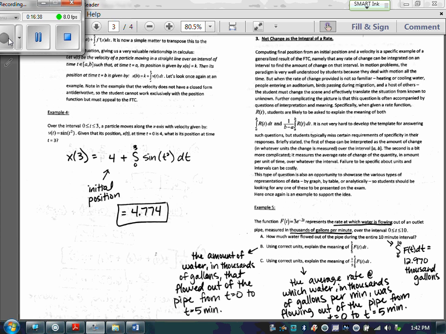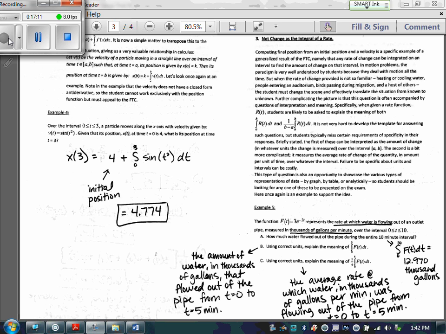For part B, using correct units, so that's how they'll make sure they're giving you points for using the correct units, explain the meaning of the integral of f from 0 to 5. So what does it mean to integrate f from 0 to 5? What's that answer going to represent? Luke? The integral represents thousands of gallons in the pipe over a 5-minute period. I like that. It represents thousands of gallons of water leaving the pipe over a 5-minute period. Perfect. I like that you said the time limit also.